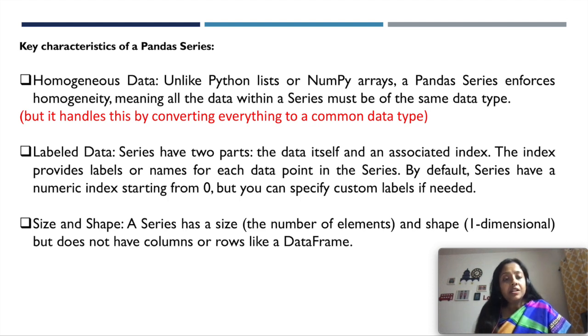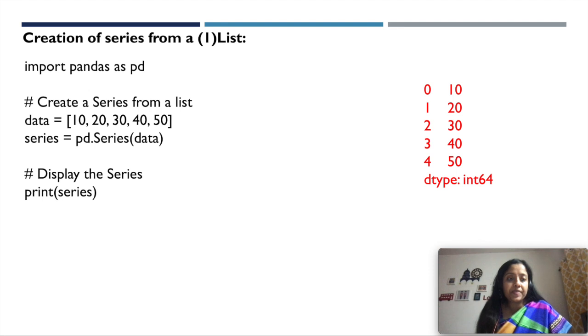And the third feature is the size and shape. Series has a size, that is the number of elements which are present, and a shape because it's one-dimensional, but it does not have columns or rows like a data frame. Now we come to creation of a series.